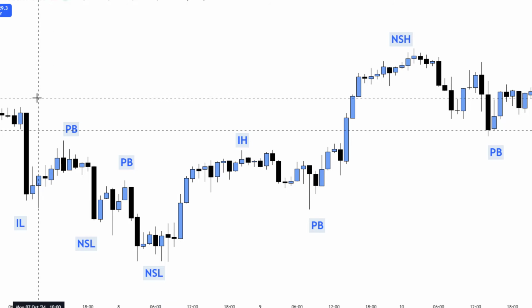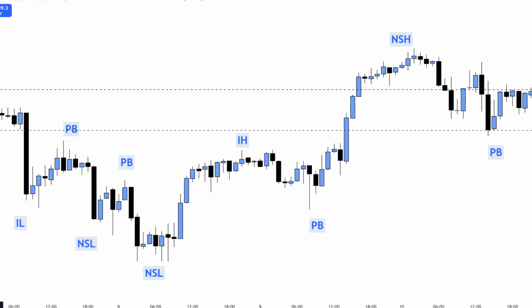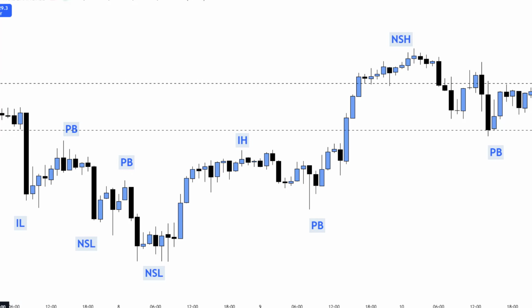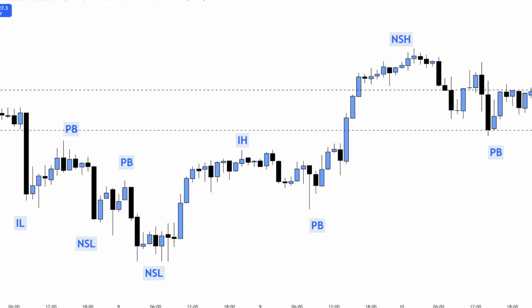The thing I want you to do, if you're new to this, is get your drawing tool out on TradingView and just draw these on, because it's a lot simpler when you can draw this on, just until your eye sort of recognizes it and picks it up.